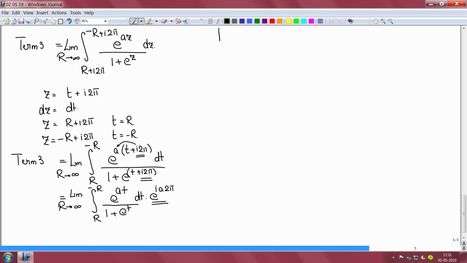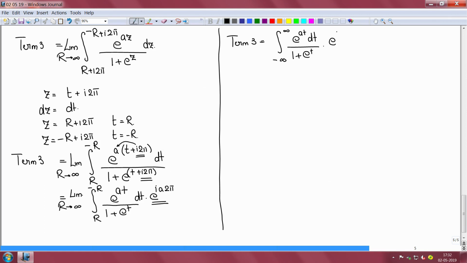Okay. So we now have term 3 is equal to, let's straight away put it, minus infinity to infinity e to the power at dt by 1 plus e to the power t into e to the power I a twice pi. Okay, but this part is my original integral that I wanted. This is I itself. Okay, so this is equal to I times e to the power of I a twice pi.